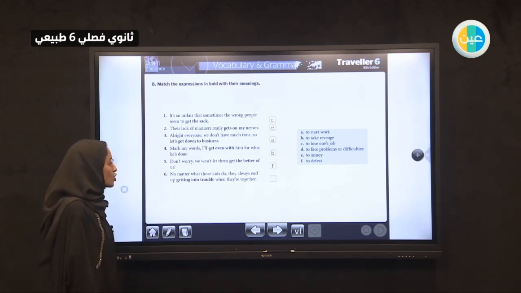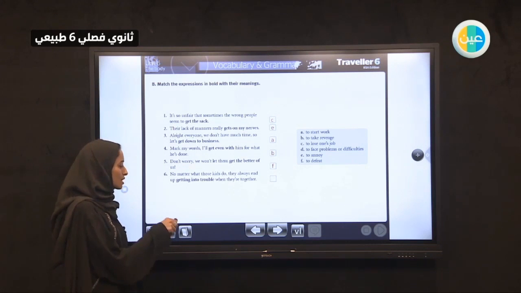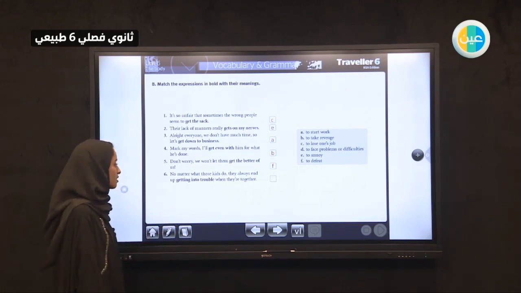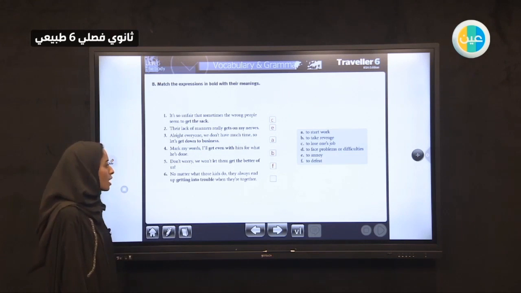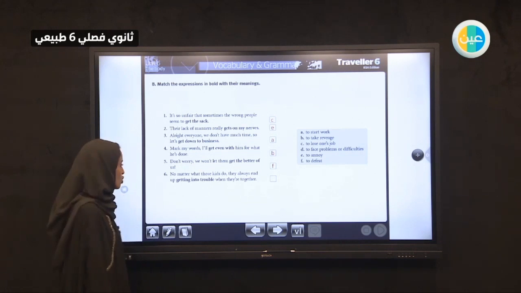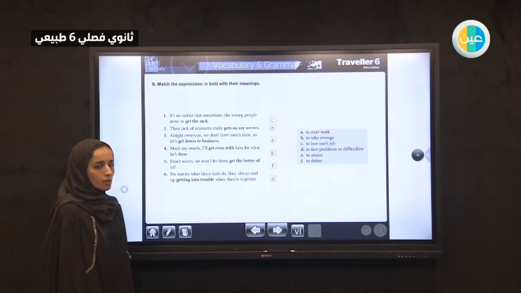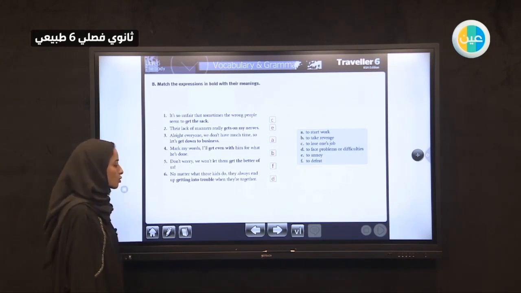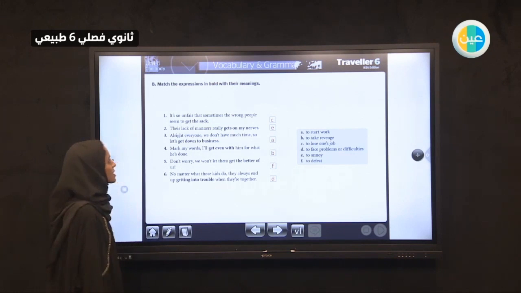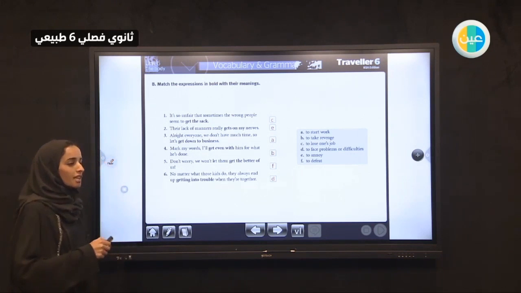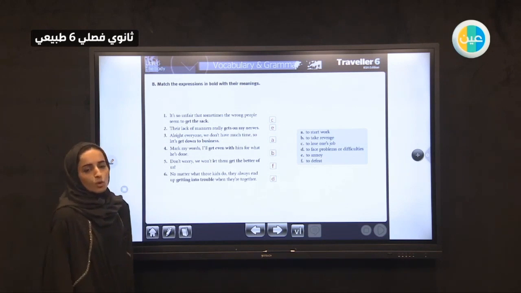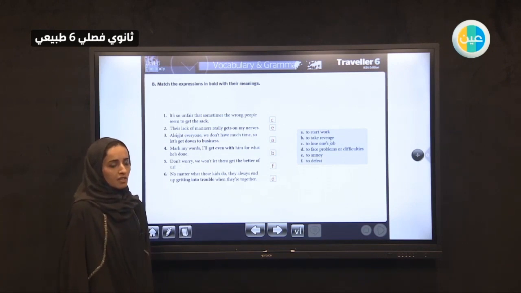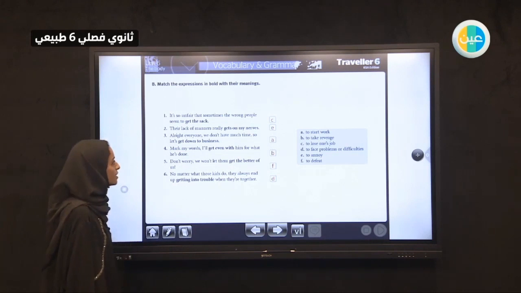Number 6, no matter what those kids do, they always end up getting into trouble. What is the meaning of trouble? Difficulties and problems when they are together. Getting into trouble is to face problems. Whatever they do, they are unlucky and they get into trouble. Okay, this is the idea, which is expressions. It's a good idea to use expressions so you will sound much more like a native speaker. Let's go ahead to the other part.